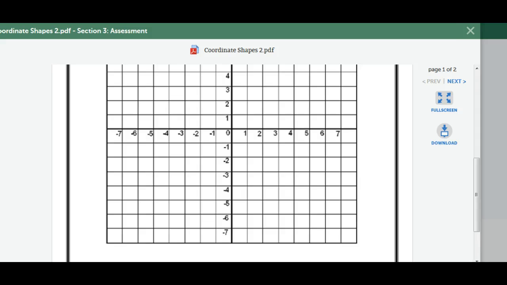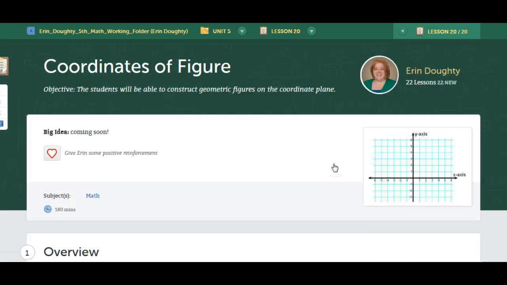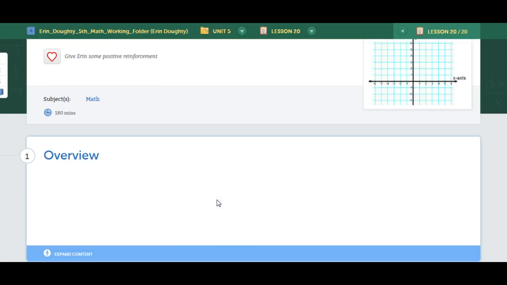And that's an overview of coordinates of a figure on a coordinate plane.